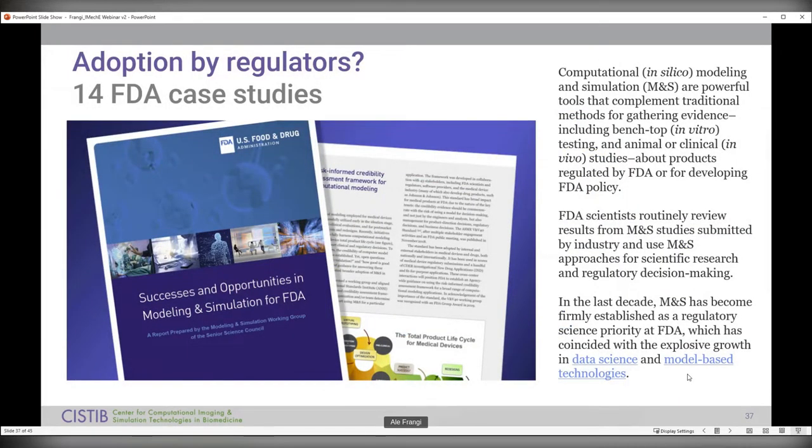A week ago or 10 days ago, FDA, as if it wasn't enough with everything they've done before, published a very interesting document with 14 case studies of using modeling and simulation within FDA over the last 5 years, trying to convey to industry and to scientists that this is something they're genuinely committed to.